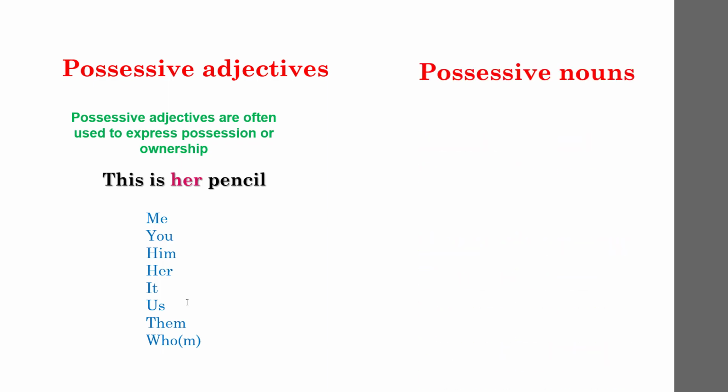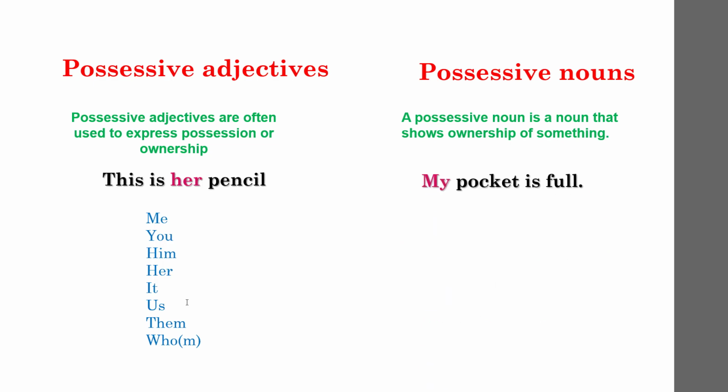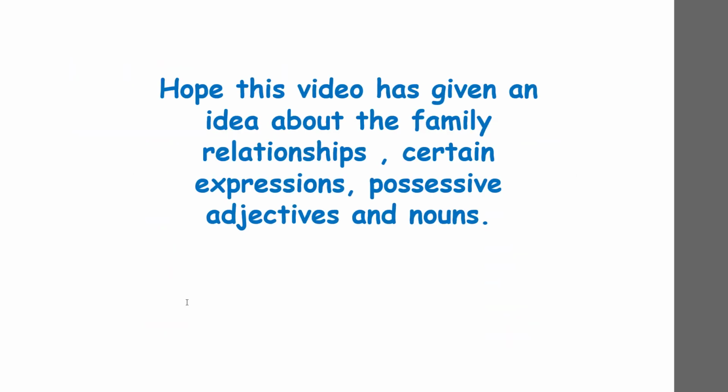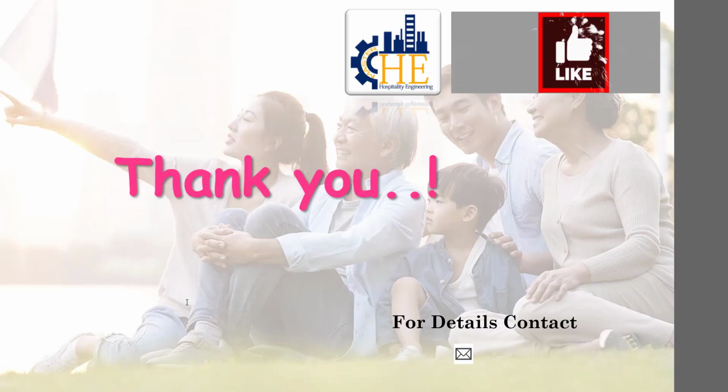Possessive nouns. These are nouns that show ownership of something. For example, my pocket is full. Here my denotes noun and also possession of the pocket. Similarly, your, his, her, its, our, their, whose can be used as possessive nouns. Hope this video has given an idea about the family relationships, certain expressions, possessive adjectives, and nouns.